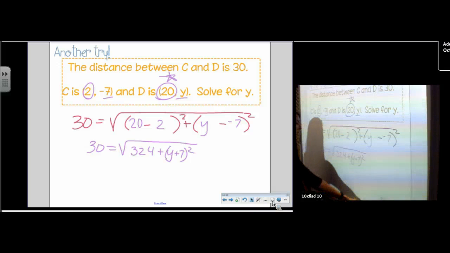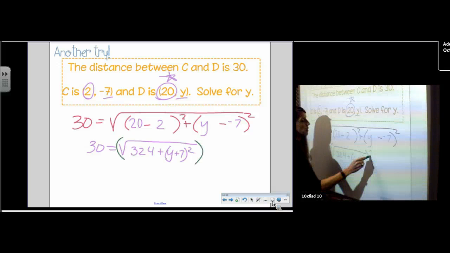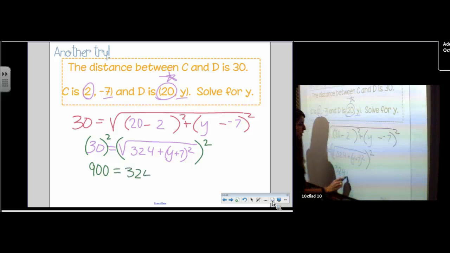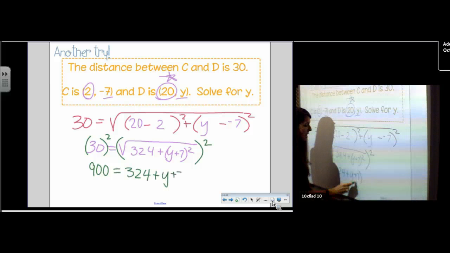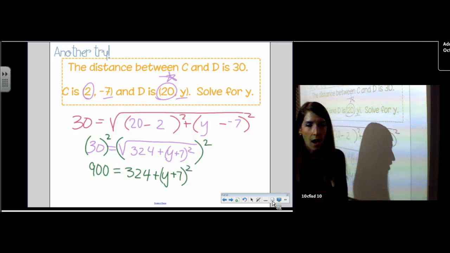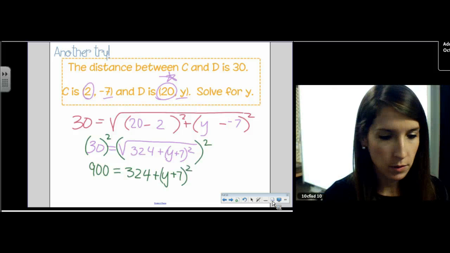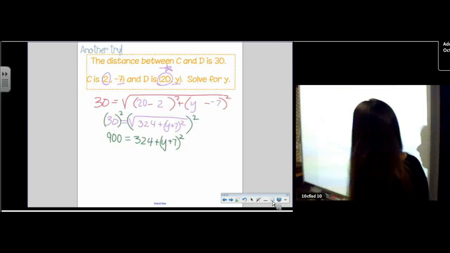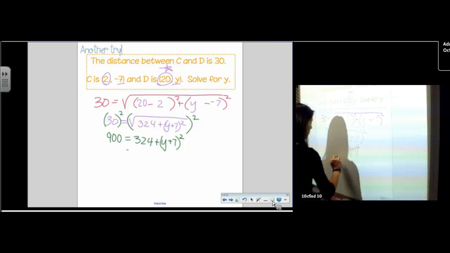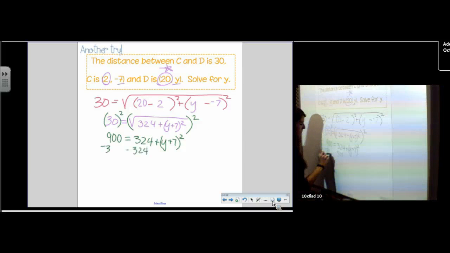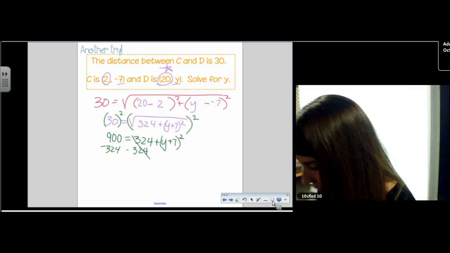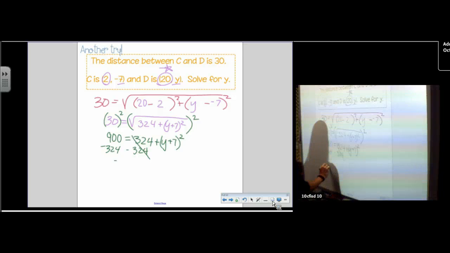And then you need to start undoing things. The opposite of square rooting is squaring. Then you write what's underneath the radical, and you write it exactly how it looked before. You do not touch what was under the radical. You don't square anything. And then you subtract. So 900 minus 324, 576.